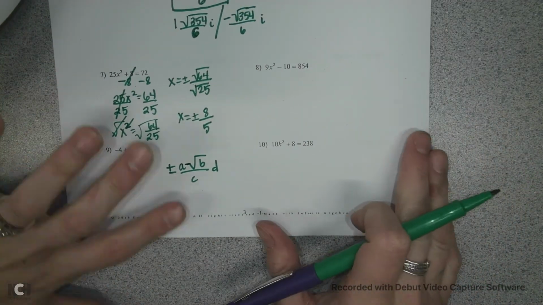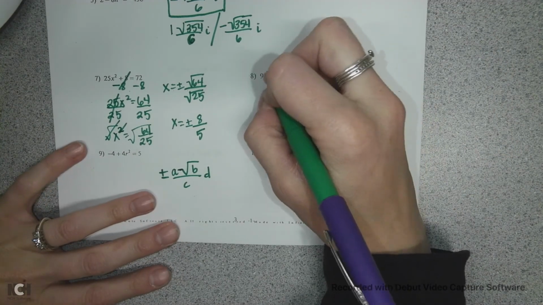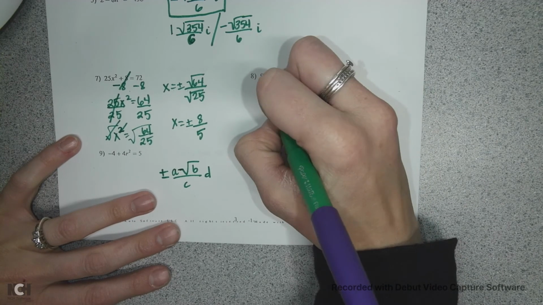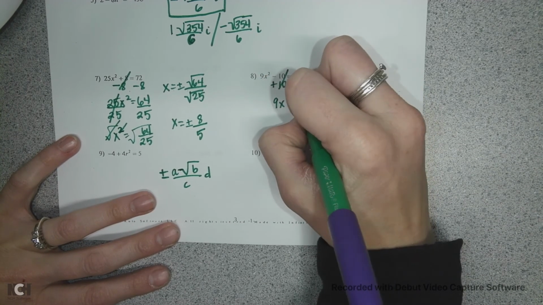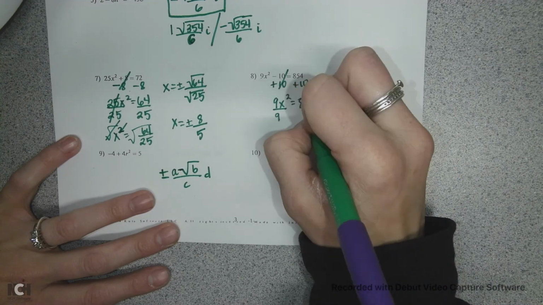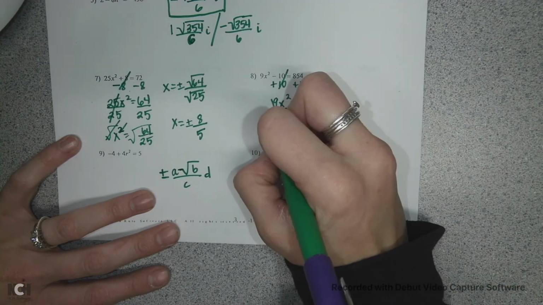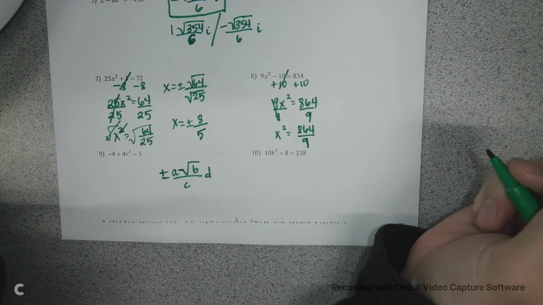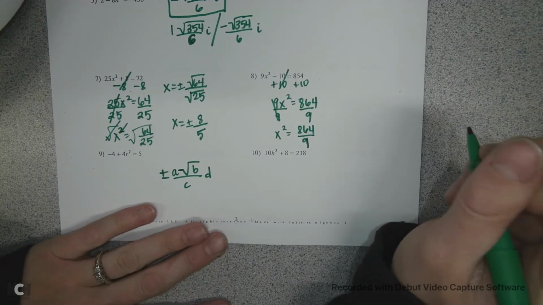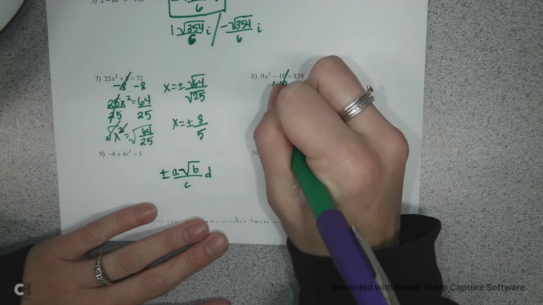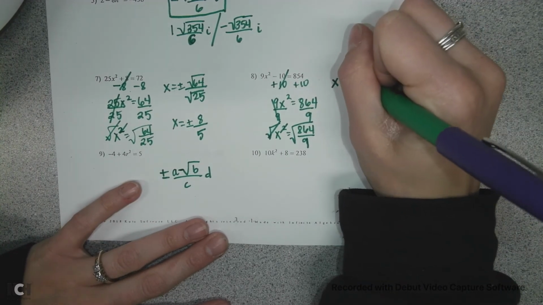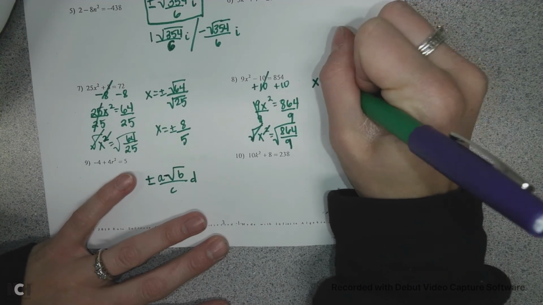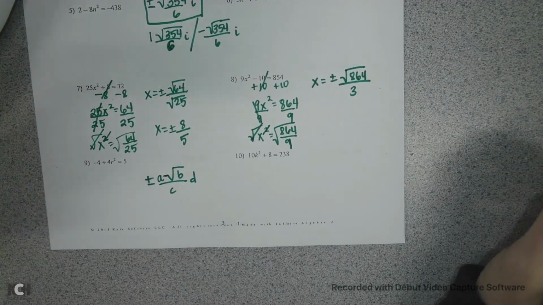Let's do number 8. Okay, on number 8, so we're going to get this x squared by itself. We're going to do the opposite of subtract 10, so we're going to add 10 to each side. I have 9x squared equals 864. Then I'm going to divide each side by 9. And now I have x squared equals 864 divided by 9. Again, I'm just going to let it go. Don't try to simplify yet. Okay, we're going to take the square root of each side. And now we have x equals plus minus, and then I have my radical 864 all over 3, because the square root of 9 is 3.